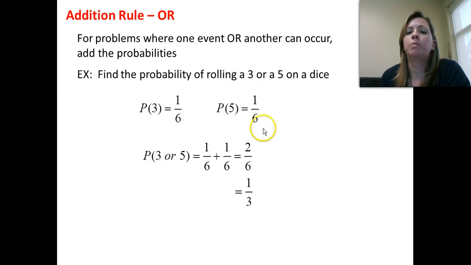then I'm going to take the probability of rolling a 3, that's 1/6, and the probability of rolling a 5, 1/6. I'm going to add those together. So the probability of a 3 or a 5 is 1/6 plus 1/6, which is equal to 2/6. Then I'm going to reduce that 2/6 and get 1/3.